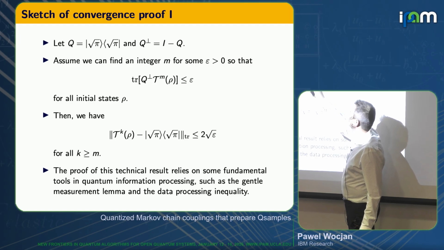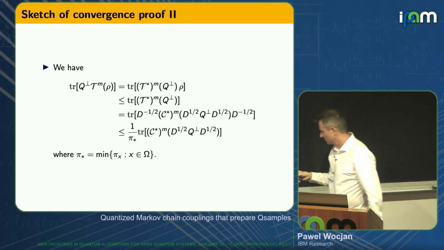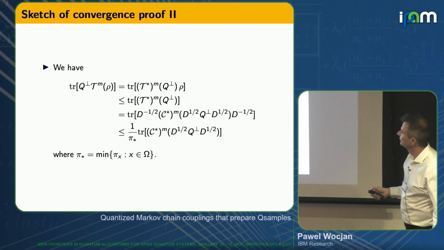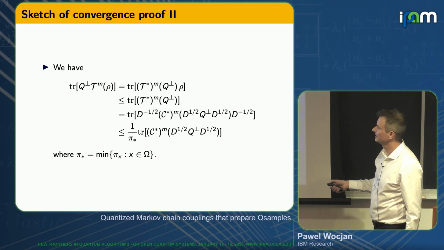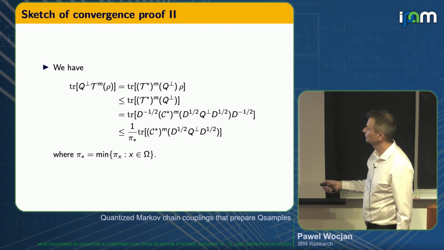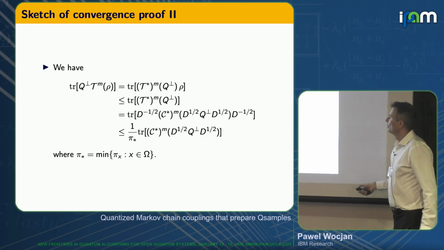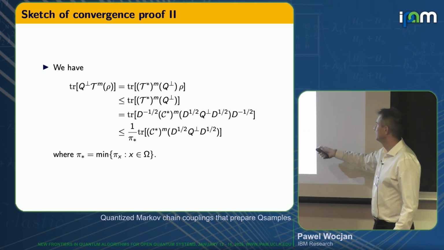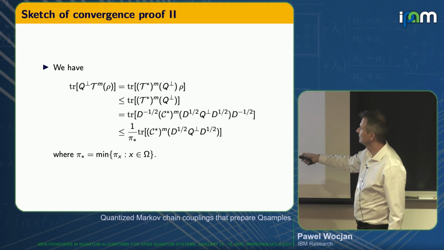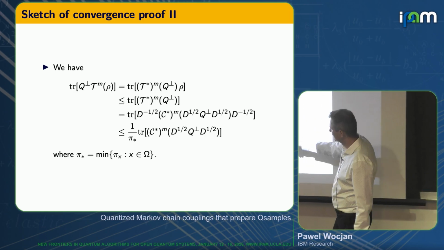But now what we can do is switch from the Schrödinger to the Heisenberg picture. I've attempted to do this here. This is the probability that we detect a bad outcome after m steps of the quantum channel. Now we move to the Heisenberg picture. Then we can say here less or equal because this is a quantum state. Now we have the definition of our quantized coupling. And now you see the bad guy.